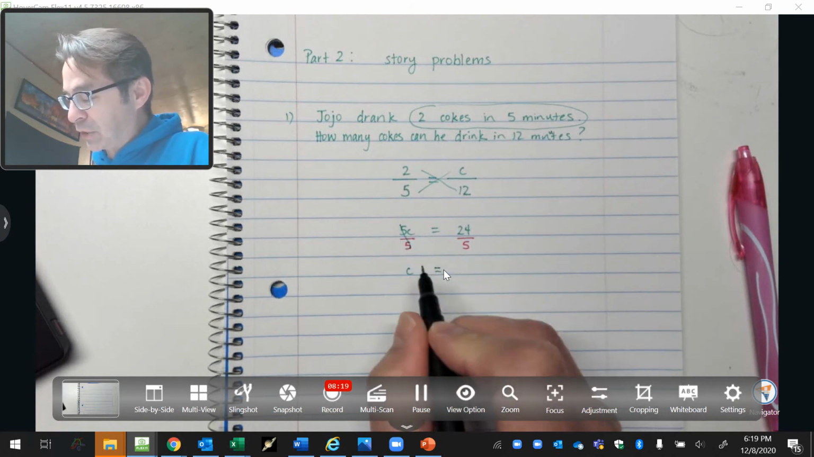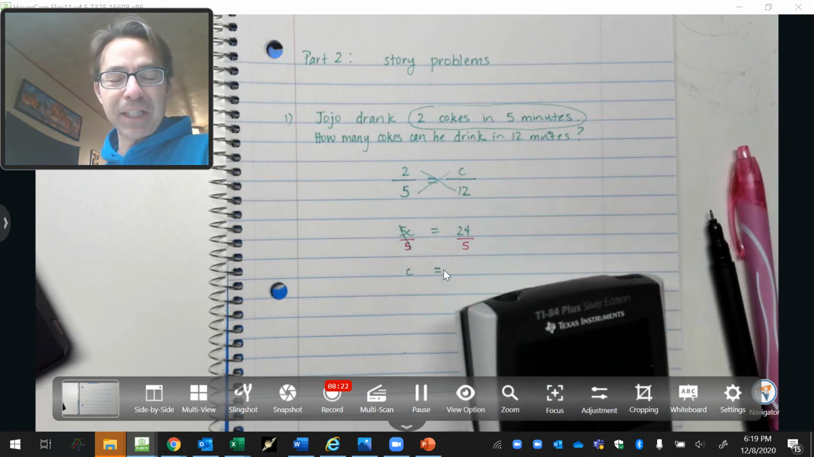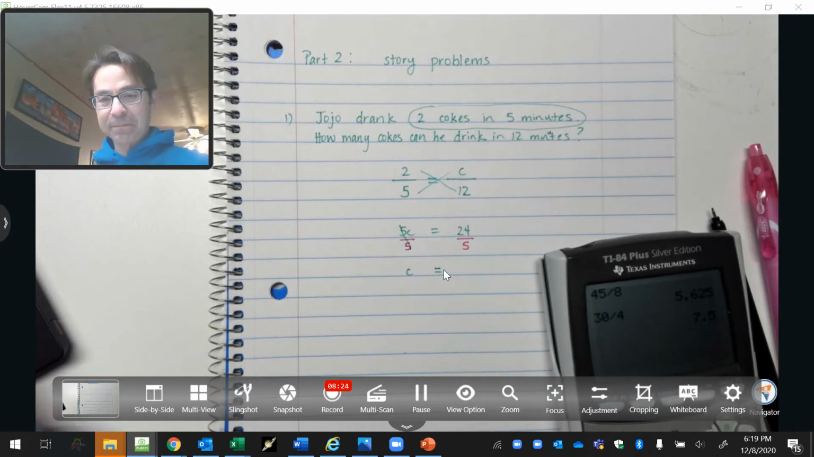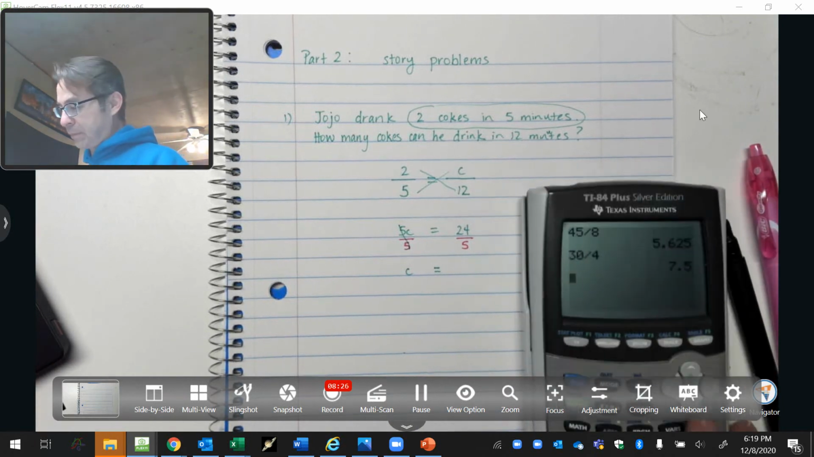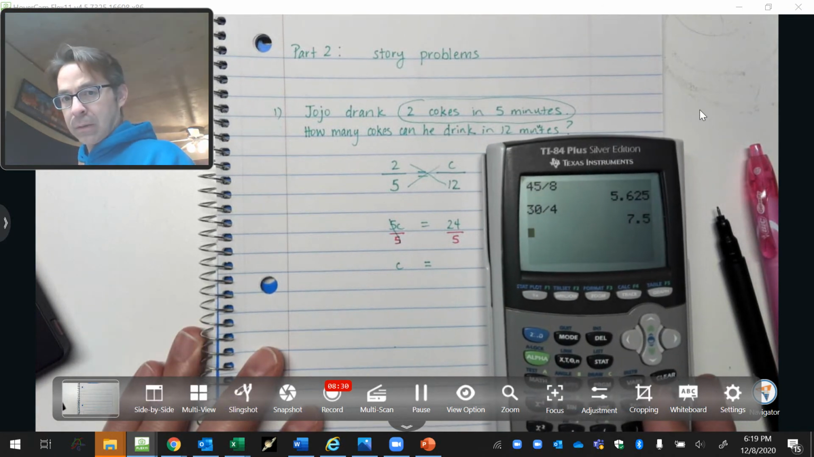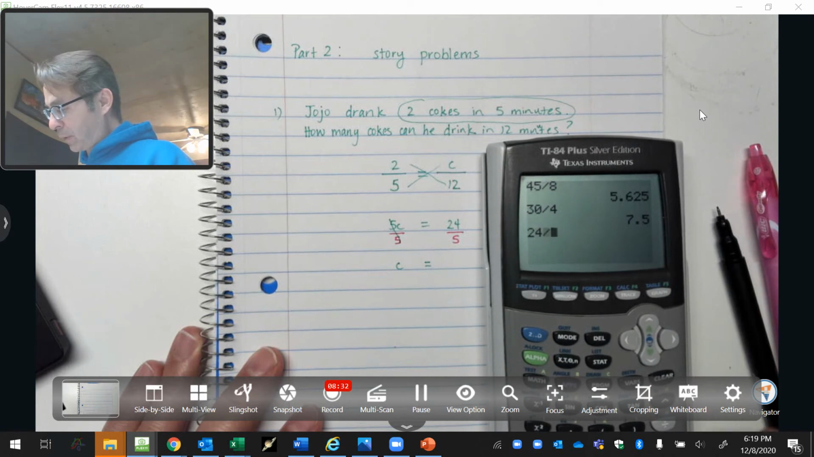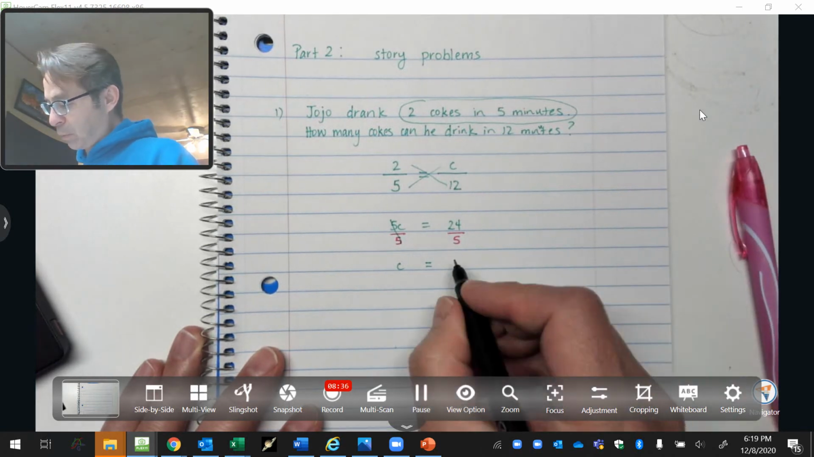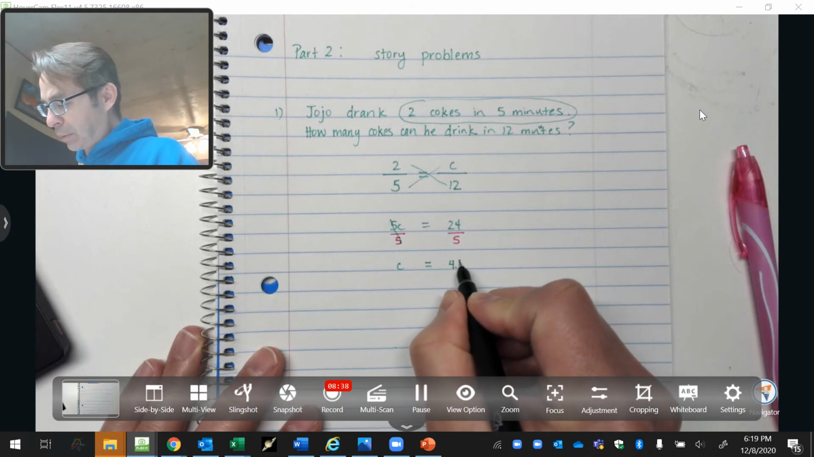Teachers like to say cancel. But you've heard me say it many times. There's no such thing as canceling. Get that cursor out of the way. 24 divided by 5 is 4.8. So here's the thing with story problems.